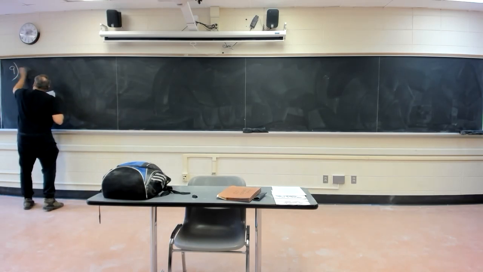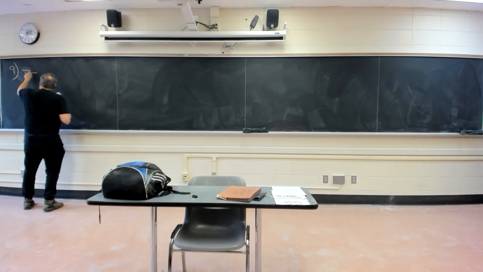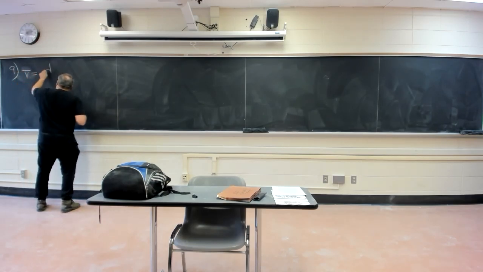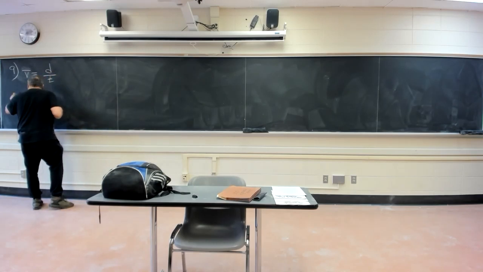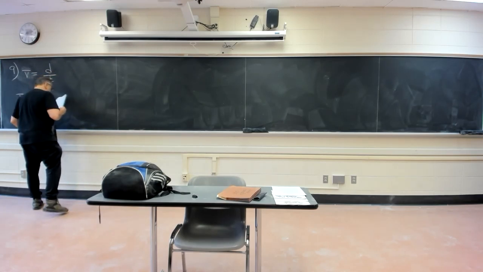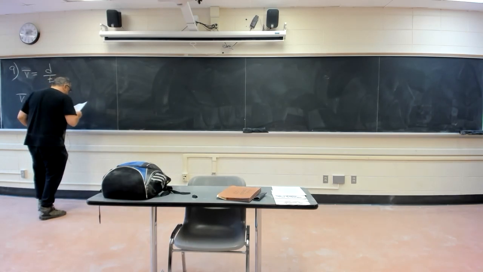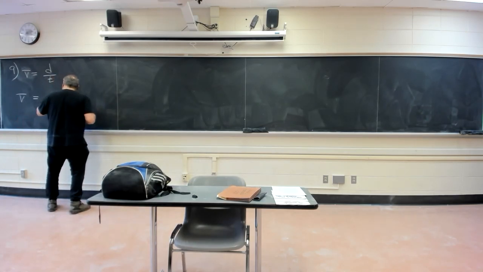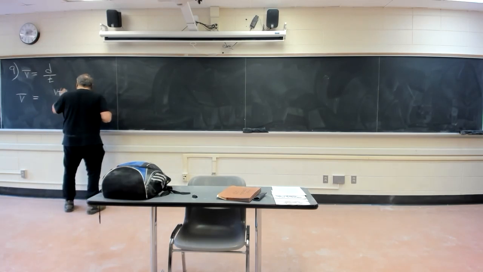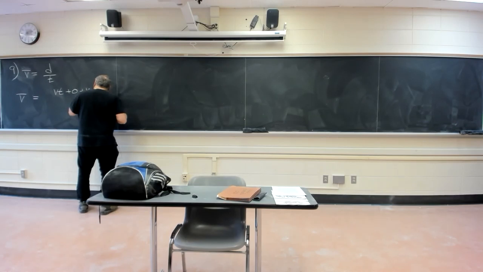Well, let's figure this out. I guess we could figure out that the average speed is going to be the total distance divided by the total time. So what's going on here? What's going on is it's going in a straight line for a time t at a speed v. Then it stops and does nothing for a time t. Then it starts up again and does the same thing that it did very early on.